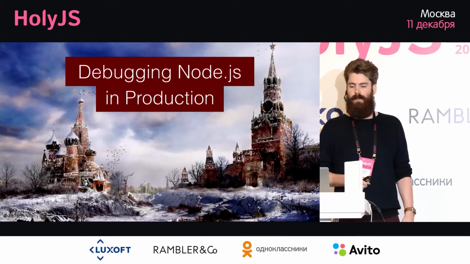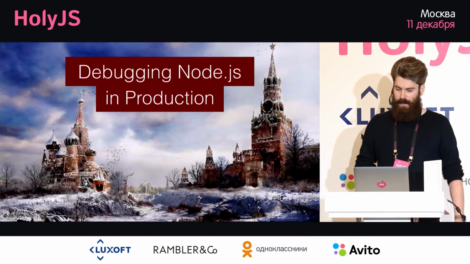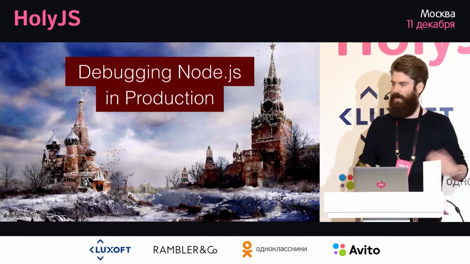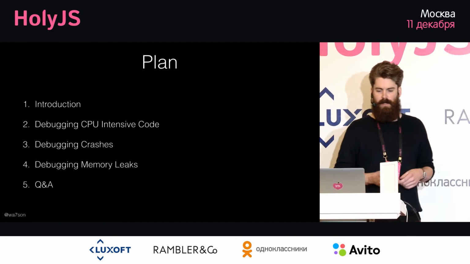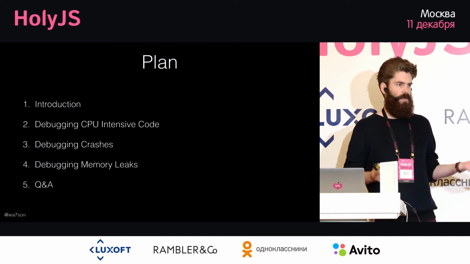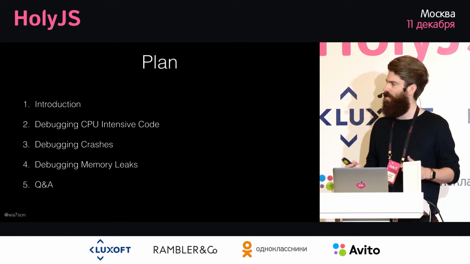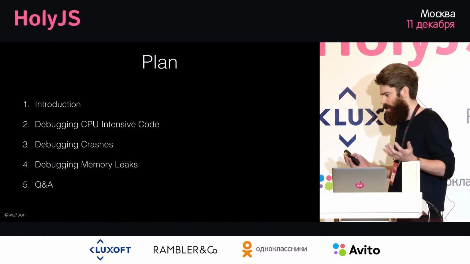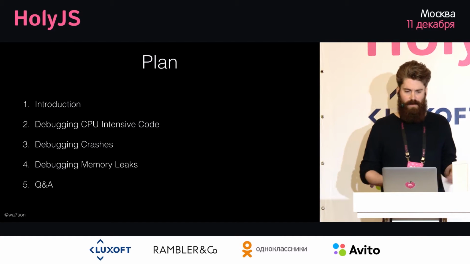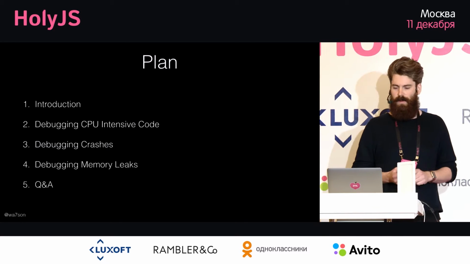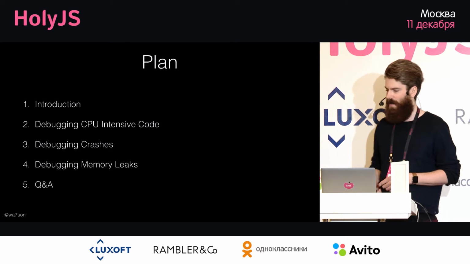So my talk is debugging Node.js in production. When things go wrong, this is the talk you need to refer to. The plan today is to talk about how you debug CPU-intensive code, which has the potential to really slow down your app in ways that are really hard to figure out why. Also, we're going to go through debugging crashes that you can't really figure out by just looking at the stack trace. And then, of course, memory leaks, which can also be a bitch to figure out. Hopefully, if we have time, we'll end with a Q&A.